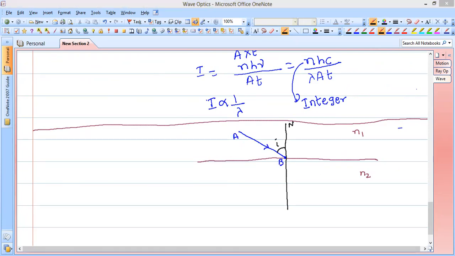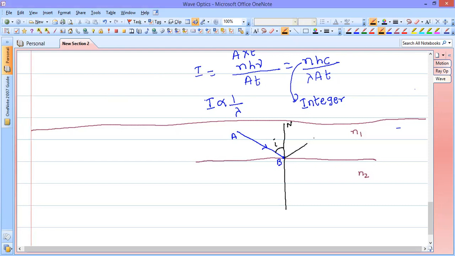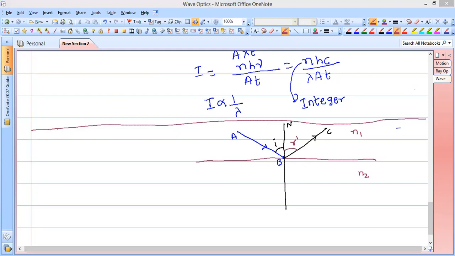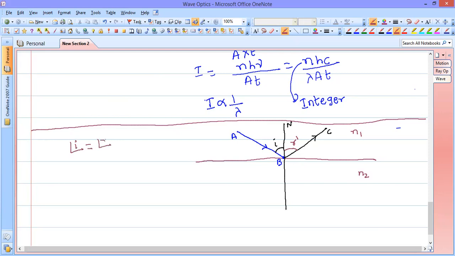Corresponding to this incident ray, we have the reflected ray. BC is my reflected ray. Let us consider R dash is my angle of reflection. Angle of incidence equals angle of reflection. Suppose N1 is greater than N2, such that this is my denser medium and this is my rarer medium. So the refracted ray will be along the direction BE. This is my angle of refraction. According to Snell's law, I can write it as N1 sin I equals N2 sin R. I think you have studied this in ray optics, right?